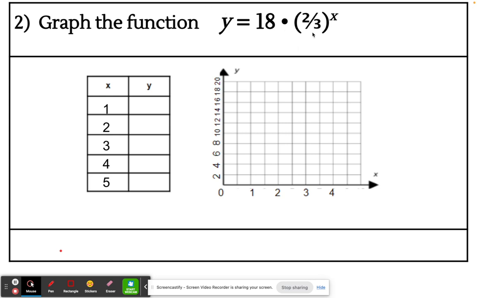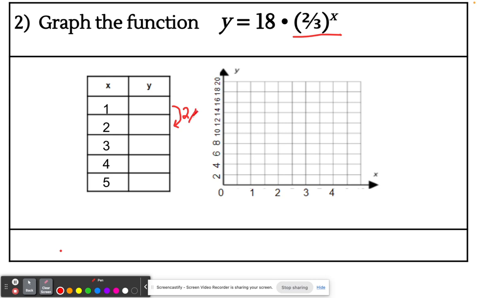Let's graph this one. This time I have 2/3 to the power of x. Now, what you should know is that number is less than 1. So this will be exponential decay. And each time we multiply, we're going to multiply by 2/3.